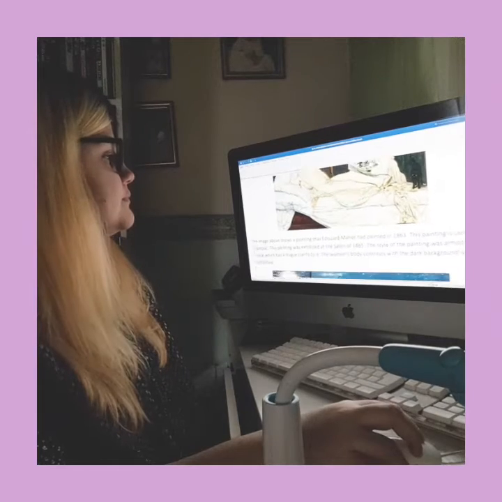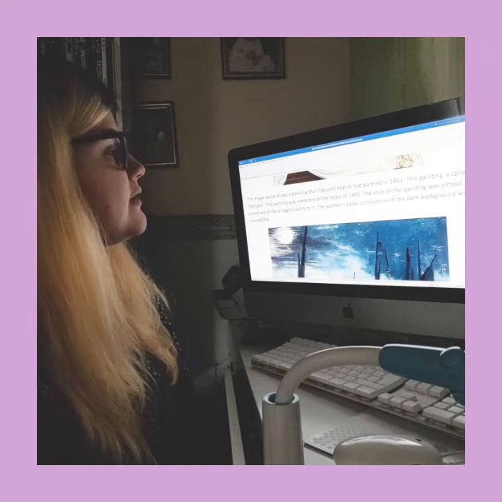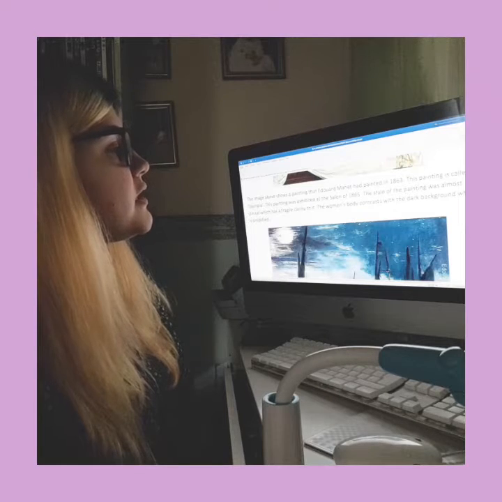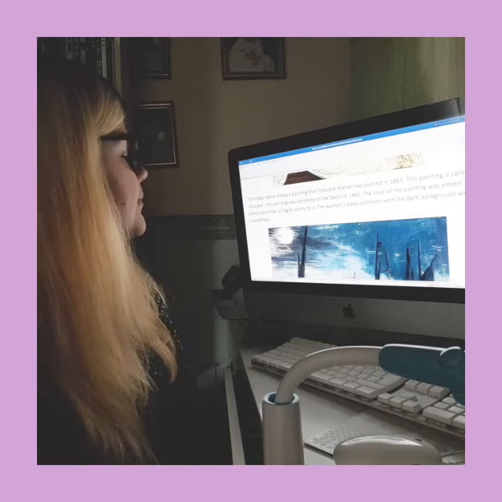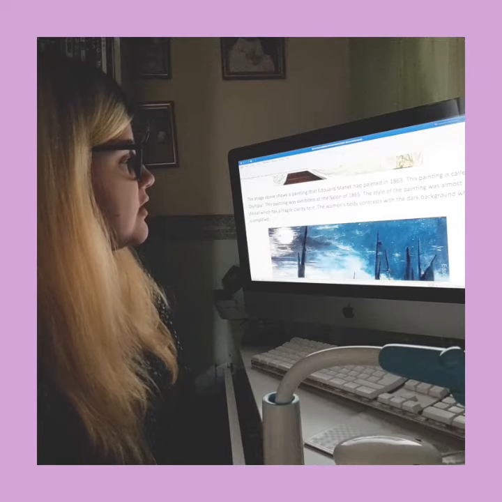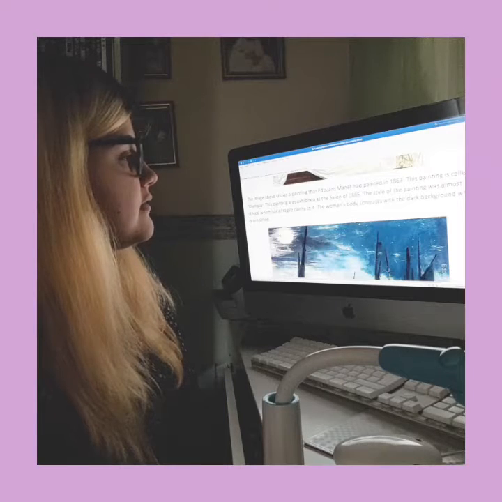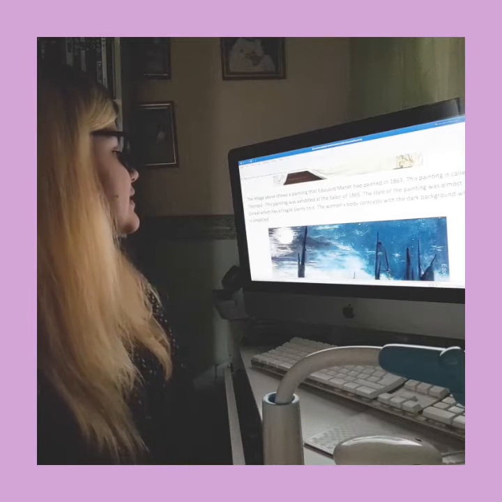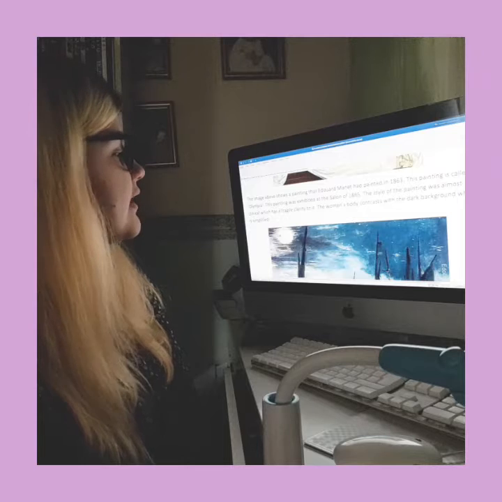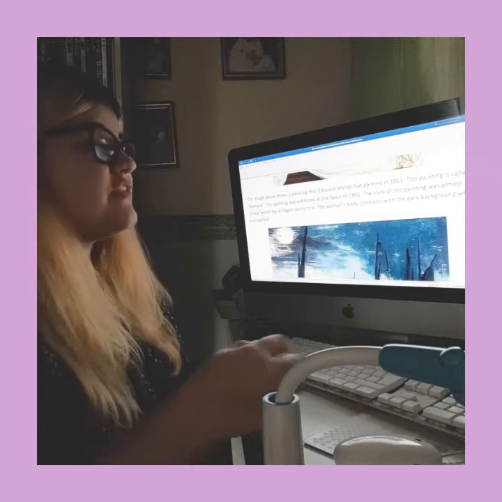Next one. The image above shows a painting that Edouard Manet had painted in 1863. This painting is called Olympia. This painting was exhibited at the Salon in 1865. The style of the painting was almost clinical, which has a fragile clarity to it. The woman's body contrasts with the dark background, which is simplified.